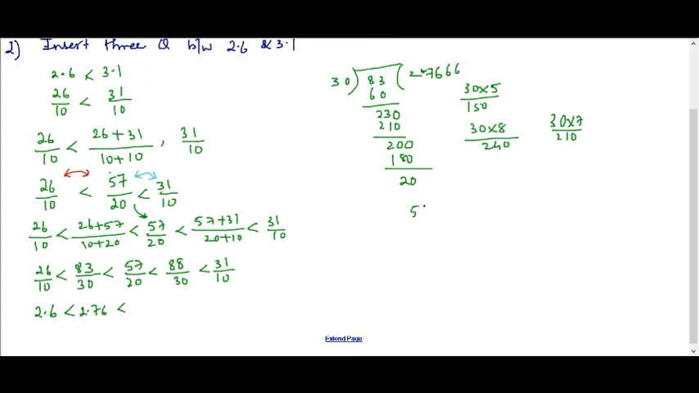And then 57 by 20. 3 3s are 9, 2 2s are 4. So 17 is left, point 170. Closest is 8, 2 8s are 16, 160. 9 2s are 18, 180, so we can't do that. So 10 here, and then you write 0 here and then write 100, then it will become 0. So 2.85 less than 88 by 30.